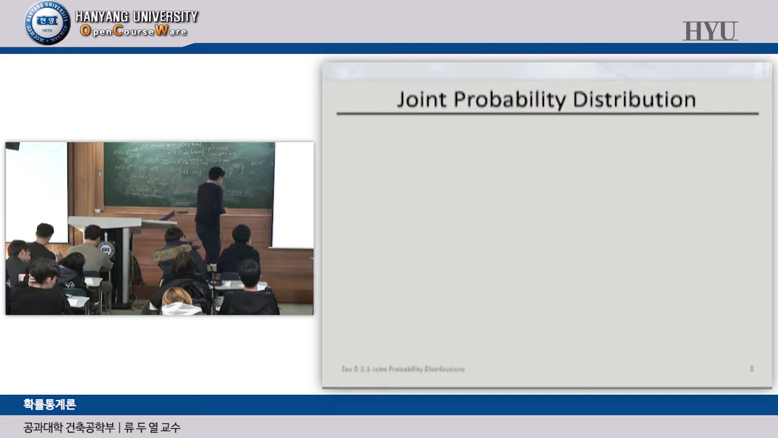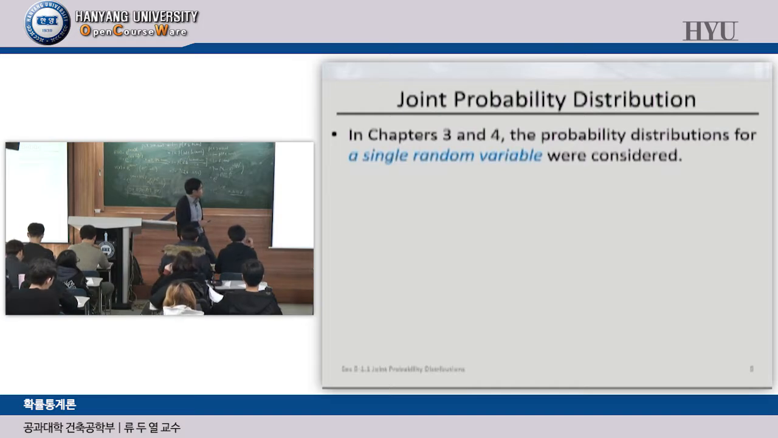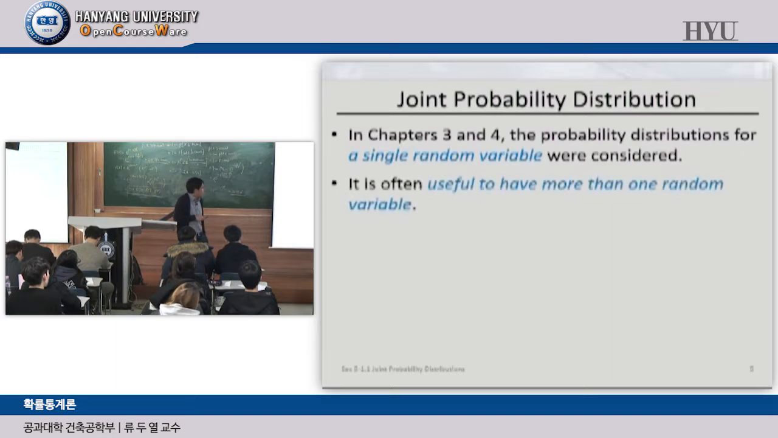So I'm going to introduce what a joint probability distribution is. In the previous chapters 3 and 4, the probability distributions were for a single random variable, right? We only considered one random variable in chapter 3 and chapter 4. But it is often useful to have more than one random variable, which means that we normally have 2 or more random variables in the identical system.